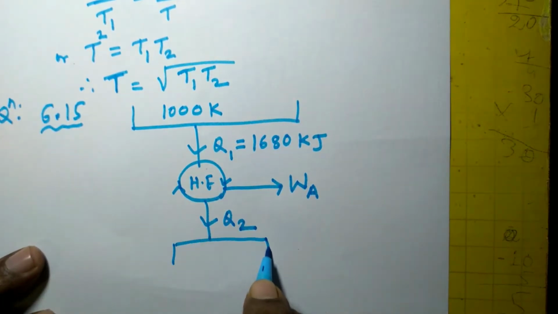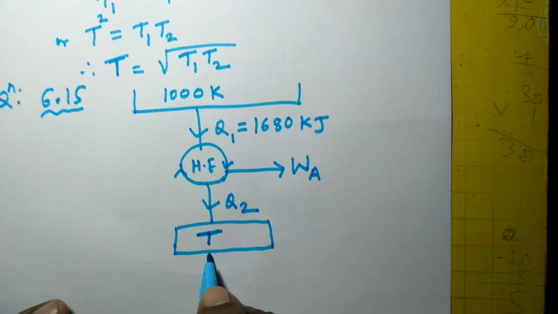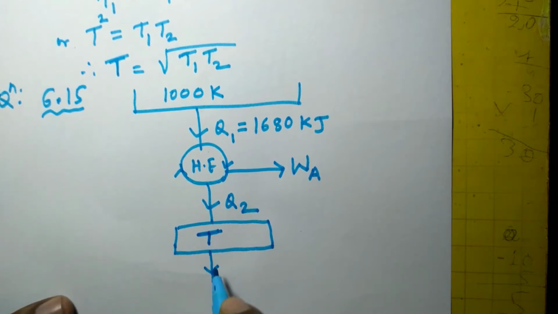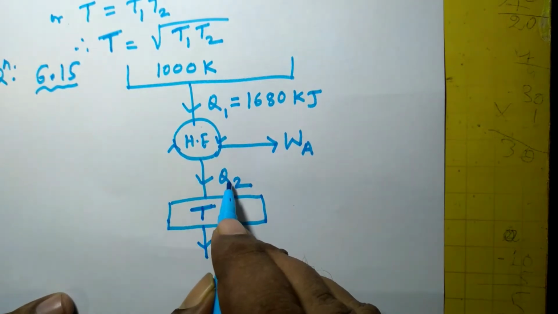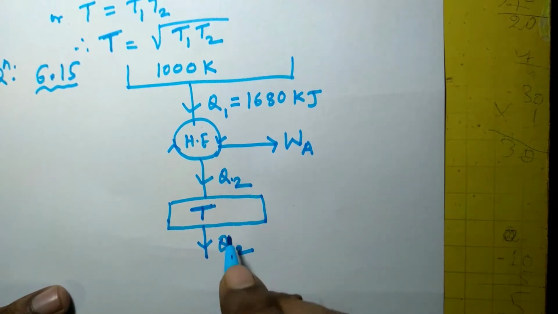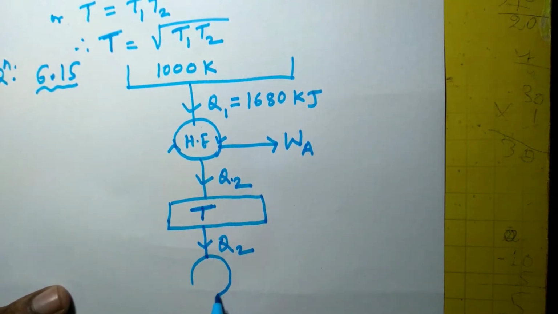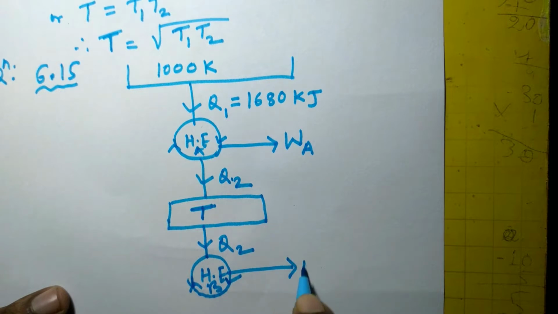The intermediate temperature is suppose T, at which heat is rejected by this heat engine, and at the same temperature heat is supplied to the second engine, that is B. Whatever energy is rejected by the first engine is also the same as the energy supplied to the second engine B. So this is the basic concept behind reversible engines operating in series. Let WB be the work output.